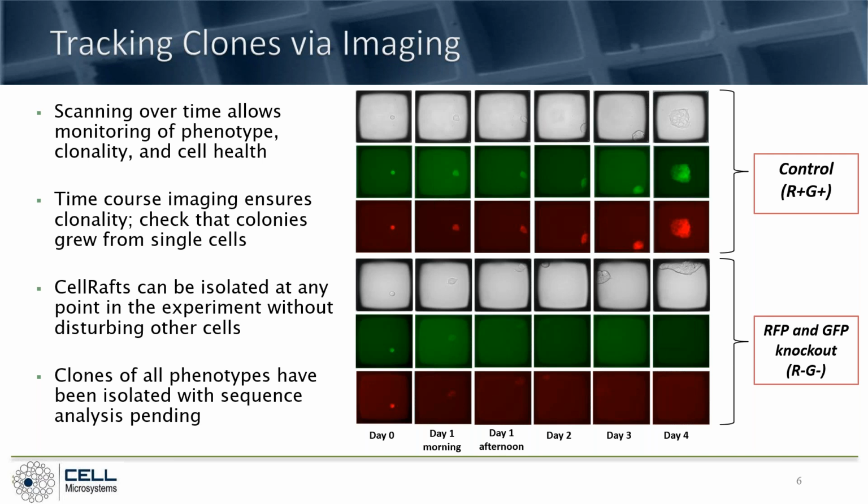So doing this time course imaging allows us to ensure clonality by checking that our colonies actually grew from a single cell. Another important characteristic here is that we can isolate CellRafts at any point during the experiment without disturbing any other cells on the array. So if you go on day 4 and you find a handful of CellRafts that have small clonal colonies that you're interested in isolating, you can do that and leave any other cells on the array intact for further growth over subsequent days, and you can isolate those at any time point.